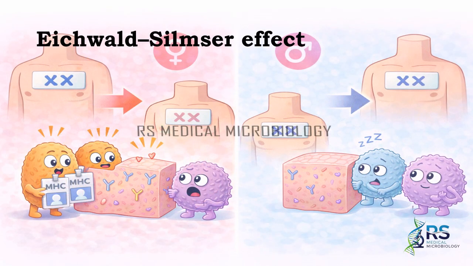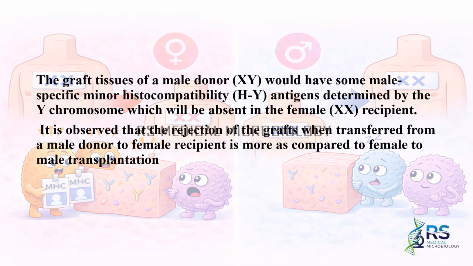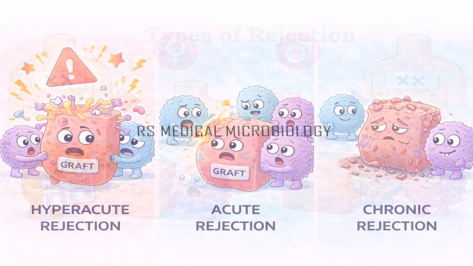The graft tissue of the male donor would have some male-specific minor histocompatibility antigens, which are determined by the Y chromosome, which is absent in the female recipient. So it has been observed that the rejection of grafts when transferred from a male donor to a female recipient is more common compared to the reverse. Now let us see what the types of rejection are clinically.